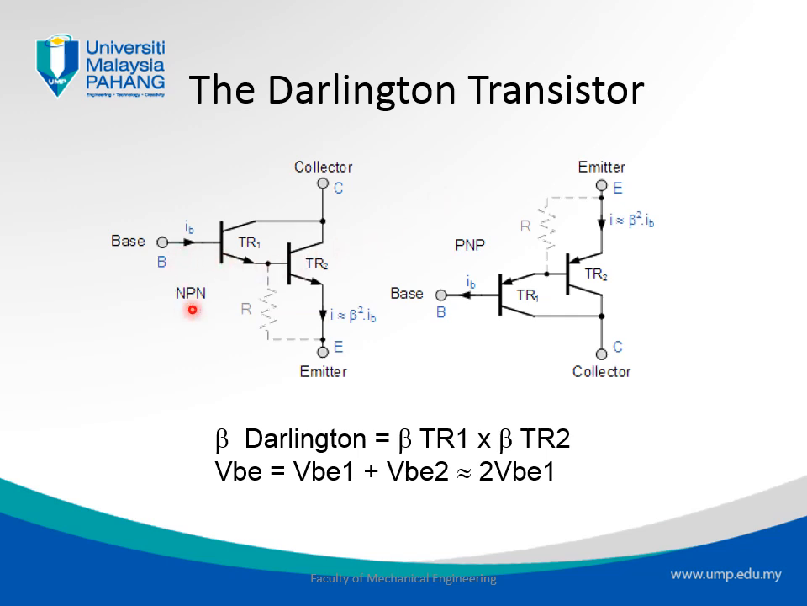So this is the configuration if using two NPN side by side. This is when we use PNP side by side. So it's the same thing. The new beta, which we call beta Darlington, is the product of the two betas, the first transistor and the second transistor, right? And the new VBE, if you consider the totality, the assembly of the Darlington transistor, the total VBE will be equal to VBE1 plus VBE2, right? So if they are the same transistor, it will be equivalent or closely equivalent to 2 VBE1.